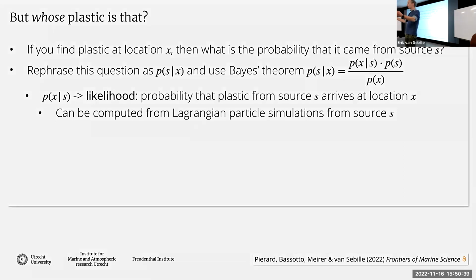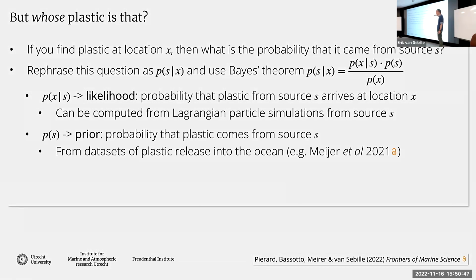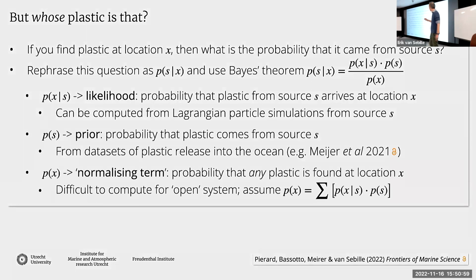We start particles somewhere at a certain source, and we track them forward in time. So this is literally what Ocean Parcels is meant to do. P(S) is the prior, and that says something about what we know about sources of plastic to begin with. And there are many data sets of how this can be done in the ocean. And then the most difficult one is actually P(X), because essentially it is the probability that there's plastic at a certain location. And that means that you can only calculate this if you know the whereabouts of all the plastic in the entire ocean, or if you know all the sources of all the plastic everywhere in the ocean. That is an open problem, and we're not there yet.